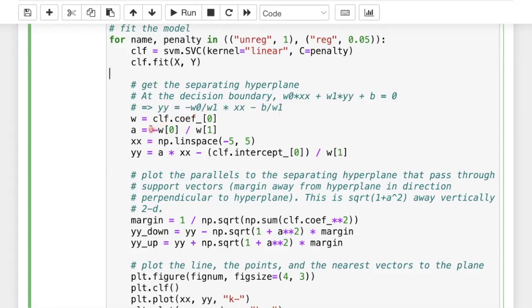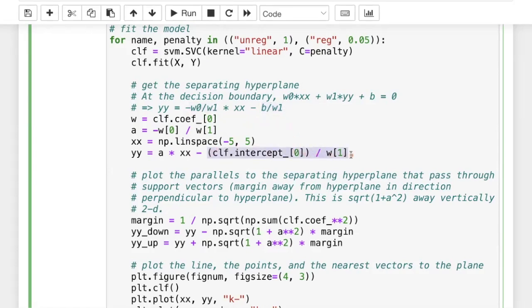So in this case, we are going to look at the coefficients of our classifier. This is our attribute, and this W now is going to have two elements, right? Because we have W0 and W1. And we need to find negative W0 over W1. That's this line here. And then we have b over W1, which is our intercept divided by W1.